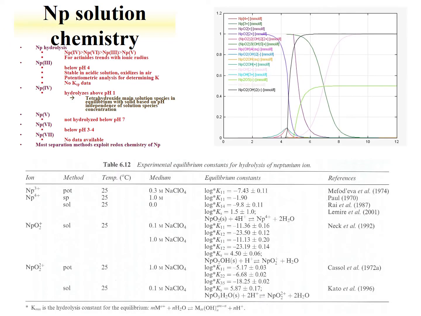The neptunium solution chemistry can also be explored through hydrolysis. The hydrolysis preference is the same as for uranium, where the tetravalent has the greatest propensity to hydrolyze, the pentavalent the least. The data for the hydrolysis is listed here, and what's shown here is a speciation curve of neptunium-3, 4, 5, and 6 as a function of pH. And this data was collected with CHESS, and these complexation constants are available in the CHESS database.